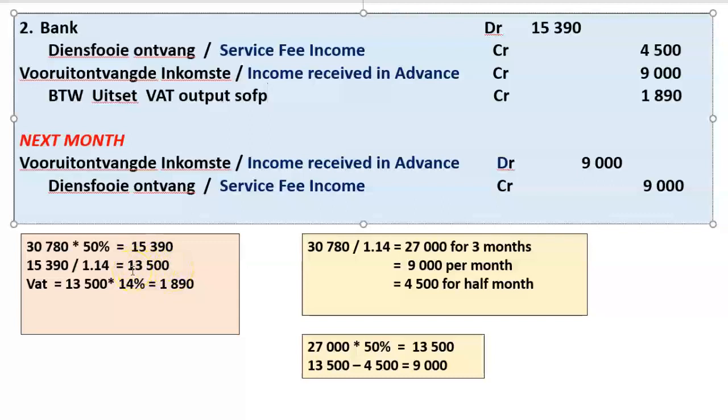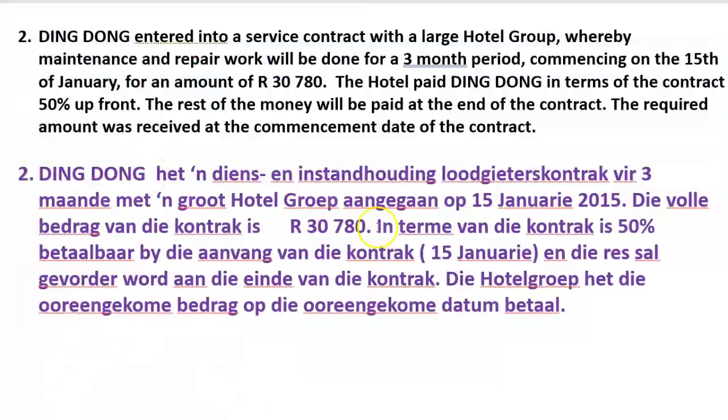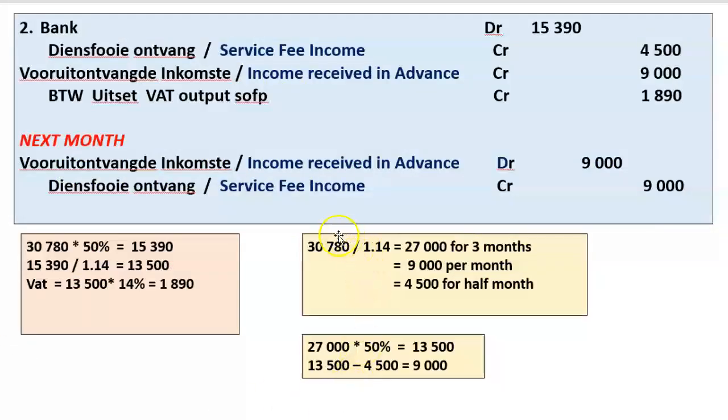So what I would have done is I would have credited my full 13,500 against income, service fee income, 13,500. Come month end, half a month has gone past, and I'm only allowed to recognize half a month's worth of income. That half month's worth of income will be based on the contract price. So the contract price is 30,780 Rand. If I take out the VAT, the portion that belongs to me for the 3 months will be 27,000.